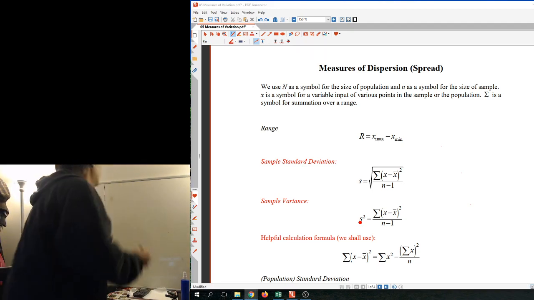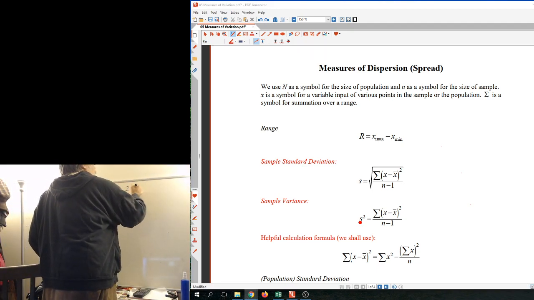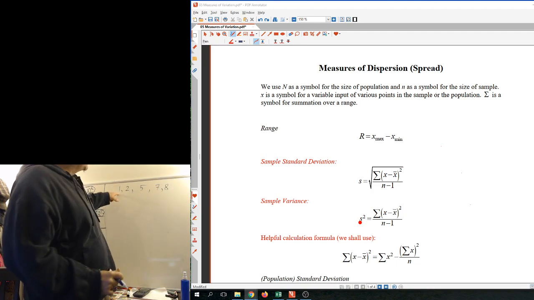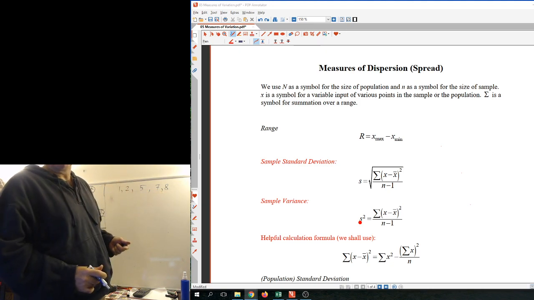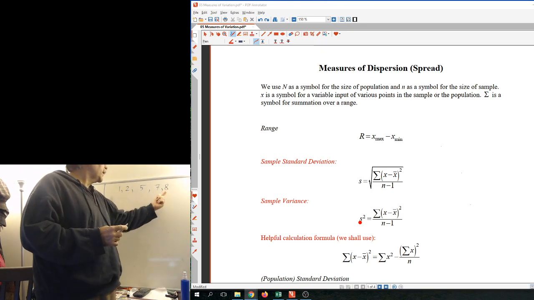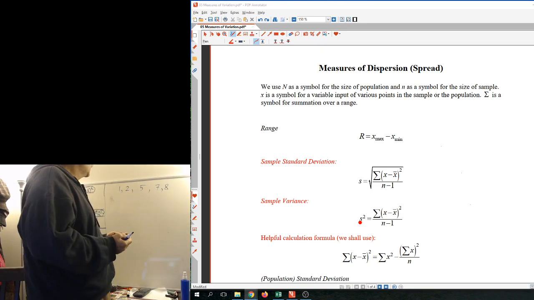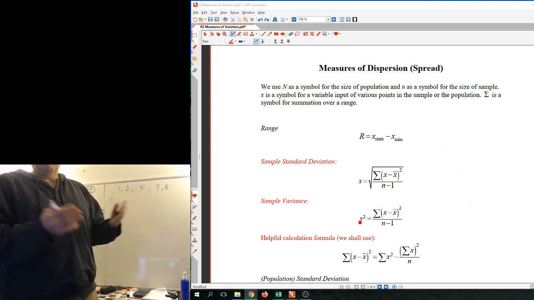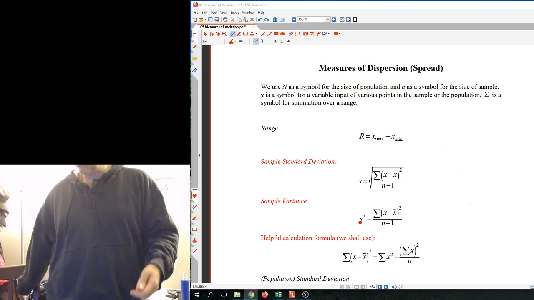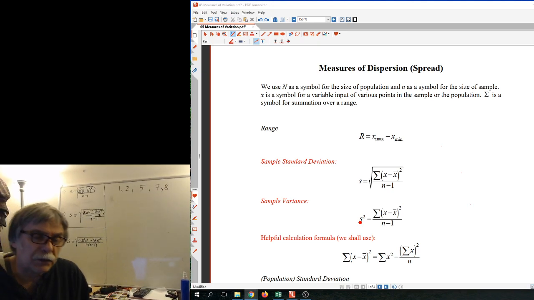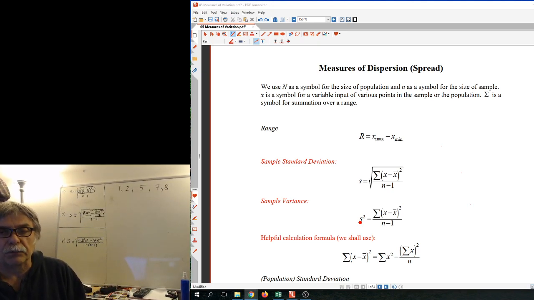So if you have a sample like this, for example, 1, 2, 5, 7, 8, the difference between the smallest and the biggest is 7, so that would be the range. But then again, if you have a sample 1, 1, 1, 1, 8, the range would again be 7. If you have a sample 1, 8, 8, 8, 8, the range would again be 7. So that's not good enough, because apparently those two samples are quite different. So we need to have something better.